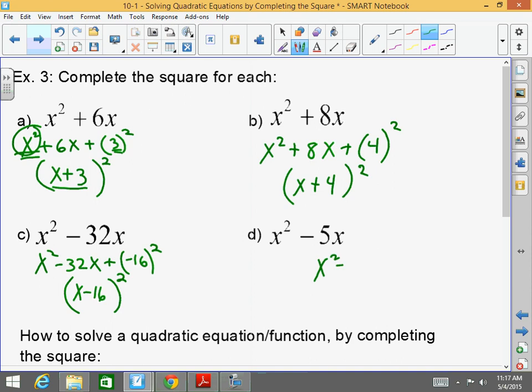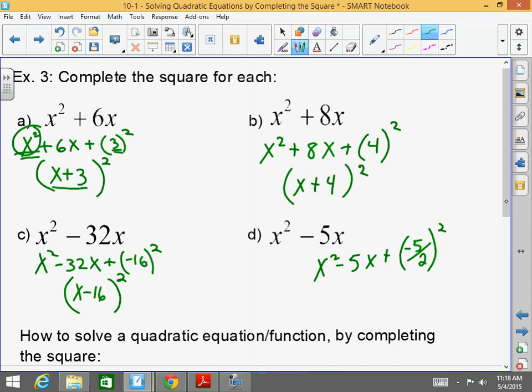x squared minus 5x. What's my b? No, what's my b? Negative 5. What's my b over 2 squared? Leave it as a fraction, guys. 2.5 is not a fraction. It's just negative 5 halves squared.